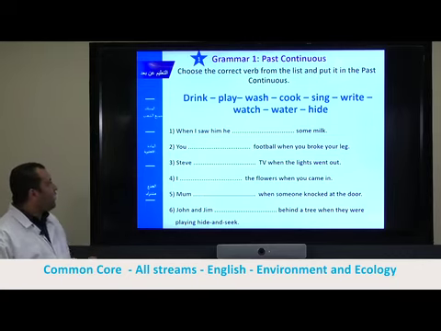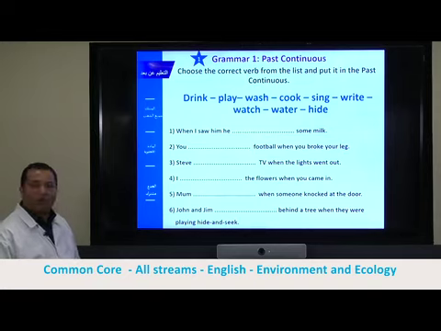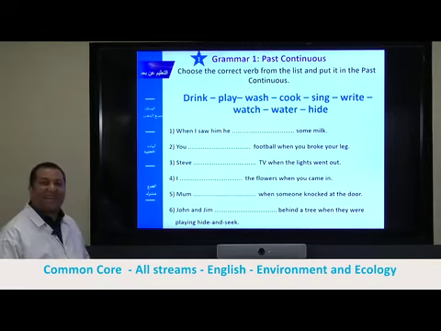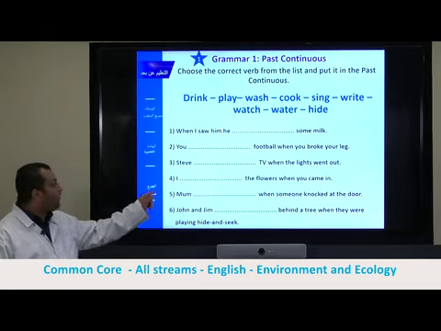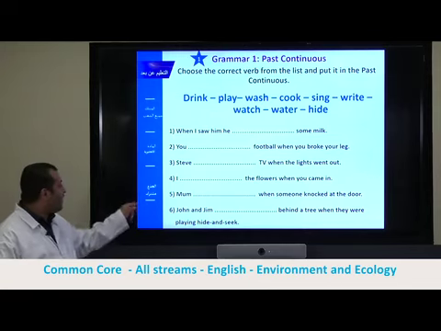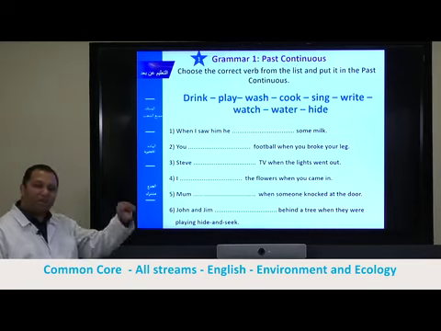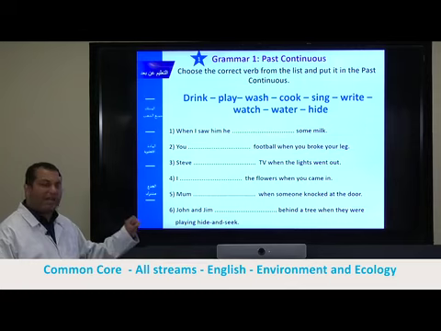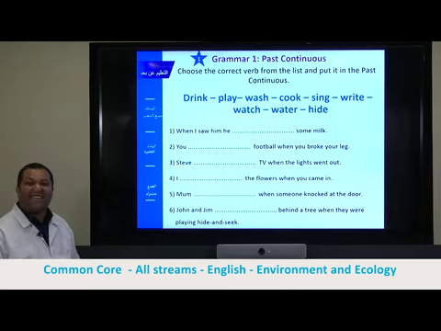Number 1, when I saw him, he blank some milk. Number 2, you blank football when you broke your leg. Number 3, Steve blank TV when the lights went out. Number 4, I blank the flowers when you came in. Number 5, Mom blank when someone knocked at the door. And number 6, John and Jim blank behind a tree when they were playing hide and seek.